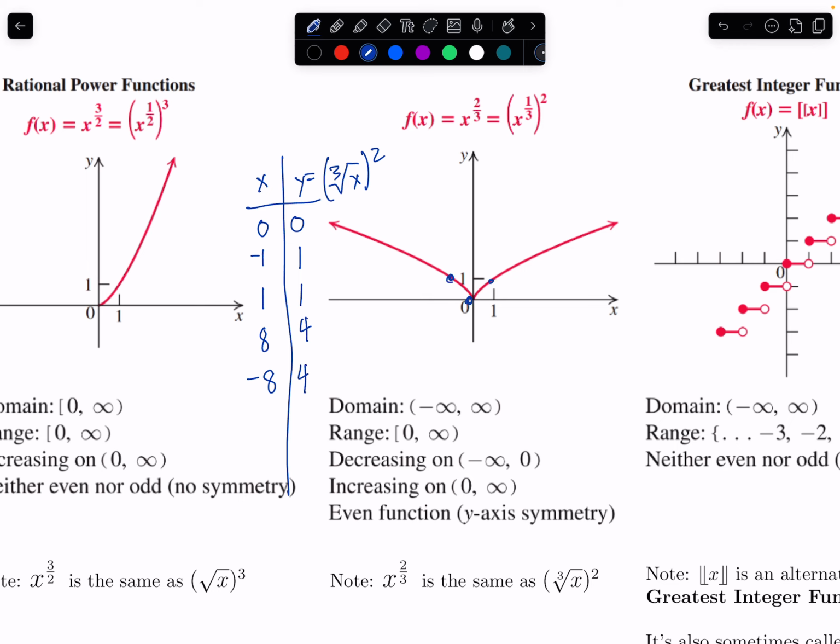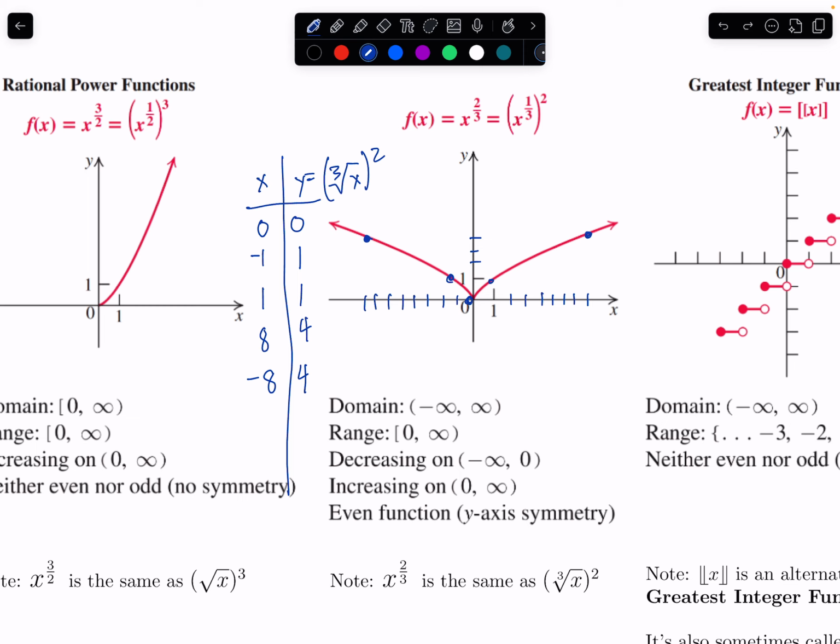So I got (0, 0), (1, 1), (negative 1, positive 1), (1, 2, 3, 4, 5, 6, 7, 8, comma 1, 2, 3, 4), right there. And (negative 1, 2, 3, 4, 5, 6, 7, 8, positive 4), right there.